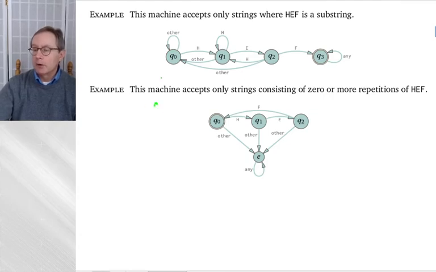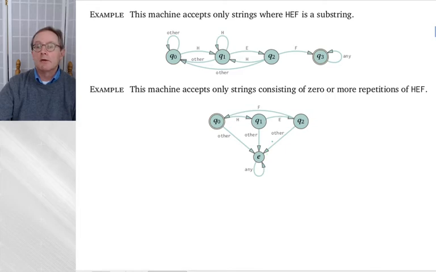These machines accept only strings consisting of zero or more repetitions of HEF. So if it says HEF, HEF, the machine will accept it. If it says HEF, B, HEF, the machine won't. So you see what's going to happen. I have a size 3 loop, HEF, HEF, HEF. If at any point you see something other than the next character you're looking for, down you go to the error state and you're out. There's no way you can accept at that point.